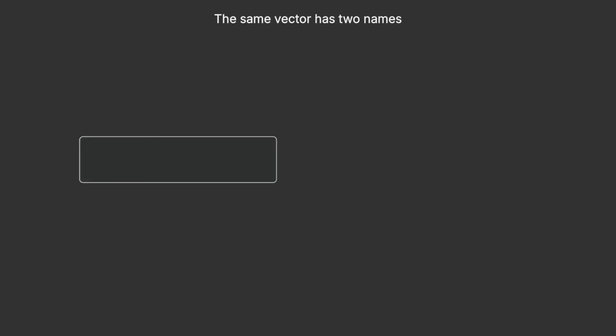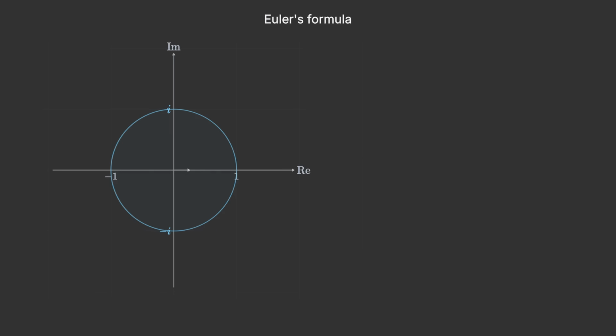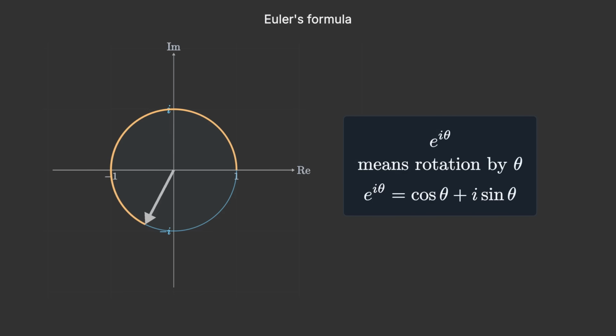But the same unit vector was already written as cosine theta plus i sine theta. Therefore, e to the i theta equals cosine theta plus i sine theta. This is Euler's formula. It says that the complex exponential is not just growth. With an imaginary exponent, the exponential becomes rotation.